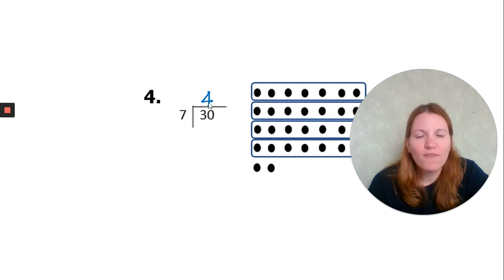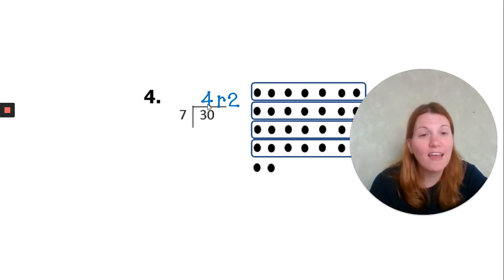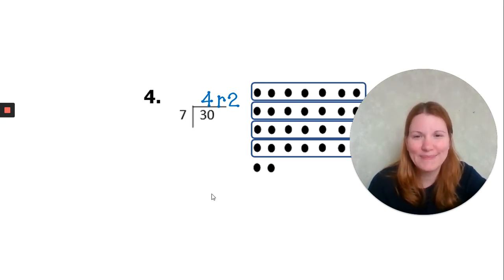So I can make a total of 4 groups of 7, and then I can't make another group, so these little 2 left over here are the remainder. So 30 divided by 7 equals 4, remainder 2.